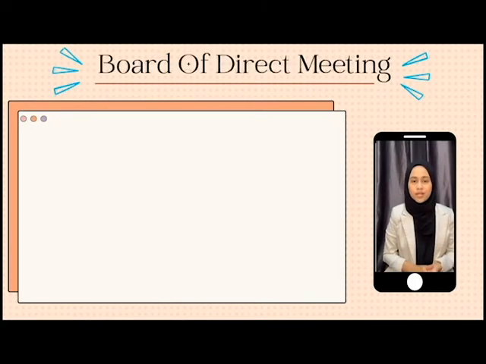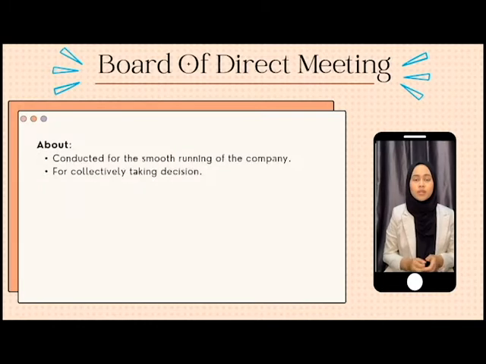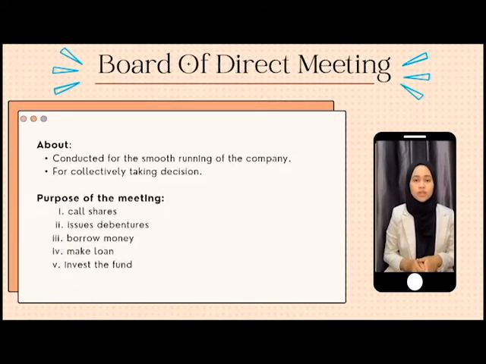Next, the Board of Directors meeting. This meeting is conducted for the smooth running of the company and for collectively taking decisions. The meetings may be conducted to call on shares, issue debentures, borrow money, invest funds, and others.